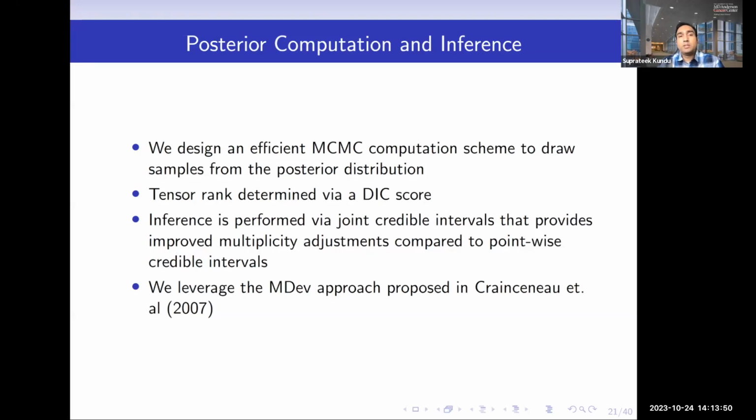So then we designed an efficient MCMC algorithm to draw samples from the posterior distributions. We use a DIC score to determine the tensor rank. And we perform inference via joint credible intervals. So we use the entirety of the posterior to perform our inference and feature selection using these joint credible intervals instead of just point-wise credible intervals. It definitely improves the feature selection accuracy as well. And we leverage the method by Crainiceanu et al., 2007, which has been around for some time, to implement the joint credible regions approach.